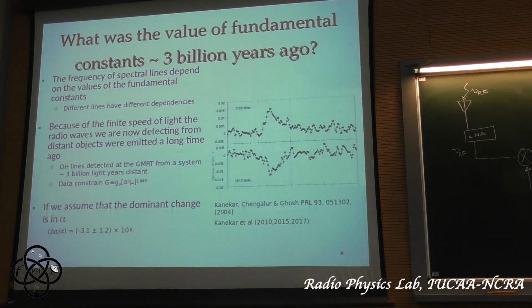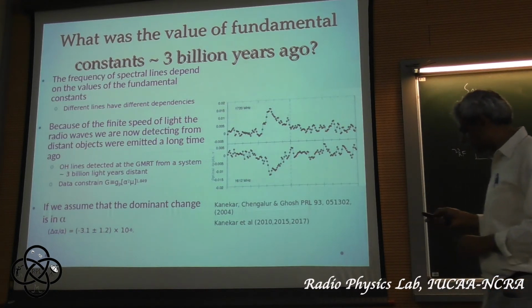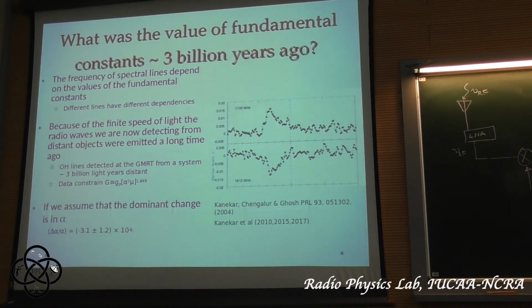So you can ask yourself the question, does it cancel exactly? And if it does, it actually allows you to place constraints on how much these fundamental constants are varied. This is a slightly older constraint that we have. We have something a bit better than this by a factor of a few. But the constraints that you can get by looking at these spectral lines is of the order of a part in a million, right?